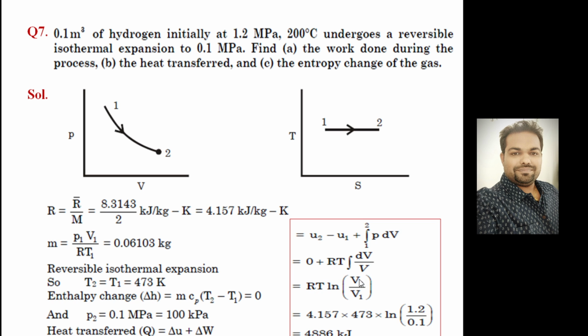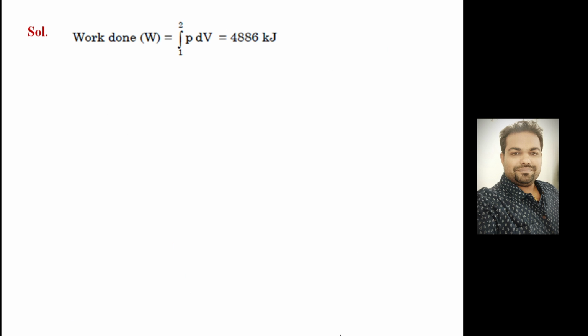Right. RT ln of V2 by V1, or RT ln of P1 by P2, pressure 1 divided by pressure 2. Pressure 1 is given as 1.2 megapascal, which is written here, and pressure 2 is given as 0.1 megapascal, which is here. And in place of P1 V1 I have written RT1, right? R we already calculated, which is here, and T1 is here, so you can substitute the value here. So you can get the value directly for heat transfer, which is equal to the work transfer, that is 4886 kilojoule. So work done is equal to the same thing.